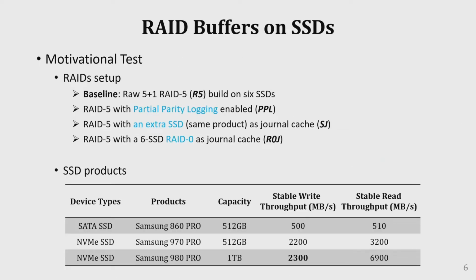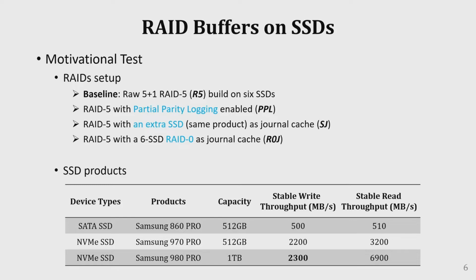The increased performance of underlying storage motivates us to revisit the RAID buffer designs. The question is, as the performance of SSD-based RAIDs increases, will the existing RAID buffer mechanisms still be able to provide higher throughput than their primary RAID?